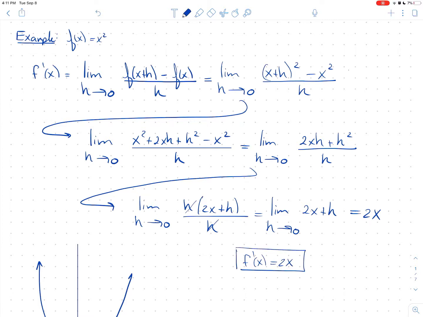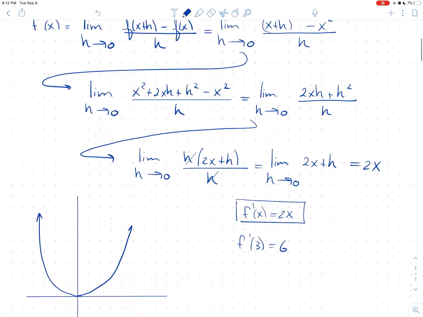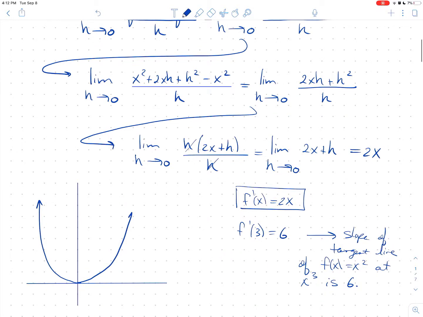We looked at the Mathematica graph and we saw how the values of this function, f prime, let's say, of 3 we know is 6, and that means that the slope of the tangent line of f of x equals x squared at x equals 3 is 6. So that's the connection. So I want to do another example like that with you.